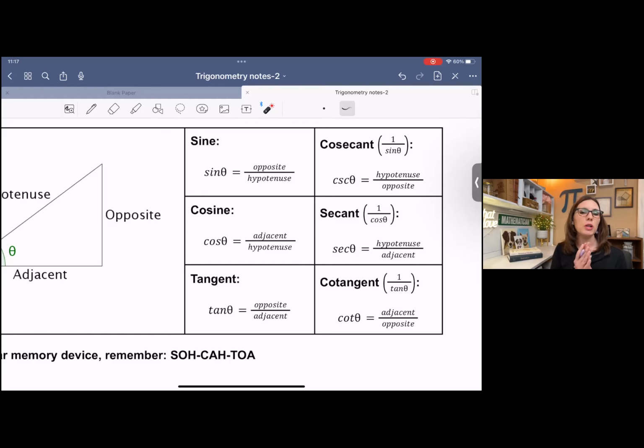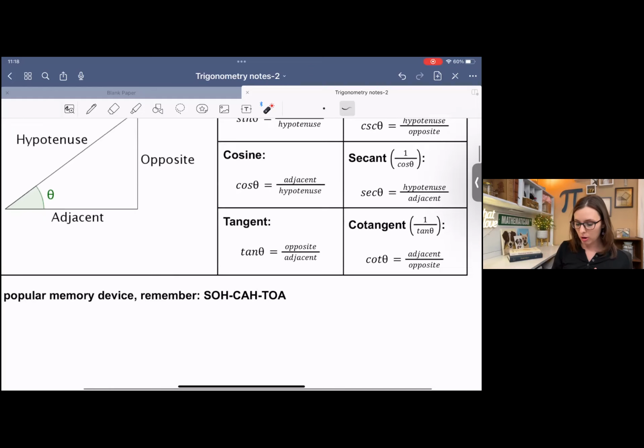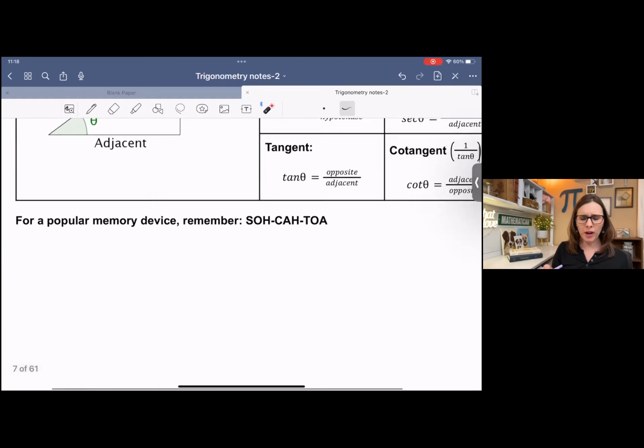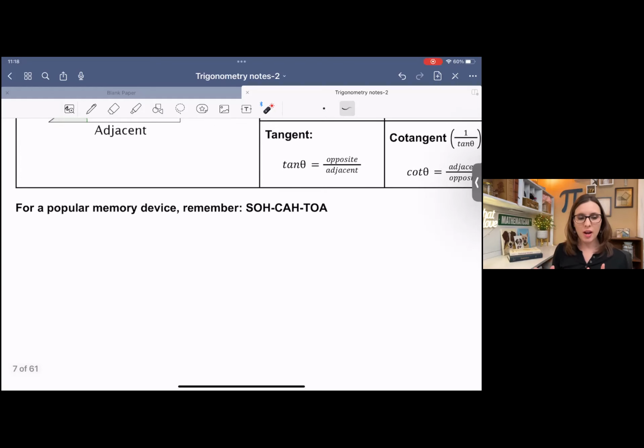And again, we're going to be using these so much over and over again, so you will become accustomed to all of this. But something that you can use to help you is a very popular memory device. It's called SOHCAHTOA. And if you've ever taken geometry and got to this point, then you've probably heard of this. It's very popular, but it can really help you narrow down what these identities, these functions are.